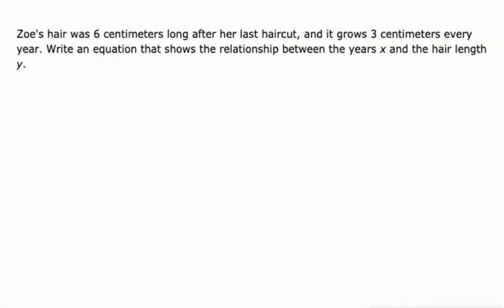Zoe's hair was 6 centimeters long after her last haircut, and it grows 3 centimeters every year. All right, so 6 centimeters after the last haircut, that would have been the starting point, I guess. So we're looking at years since the haircut and hair length. Okay, so y equals, the hair length is equal to 3 centimeters every year plus the 6 centimeters that she started with.